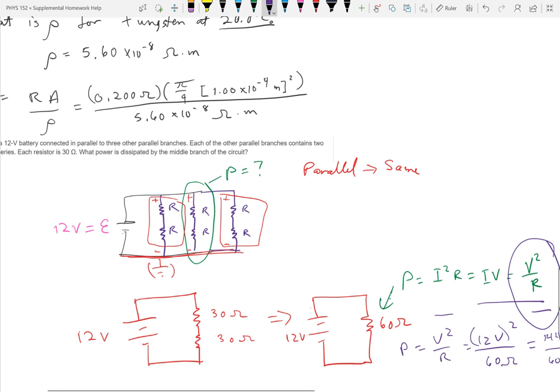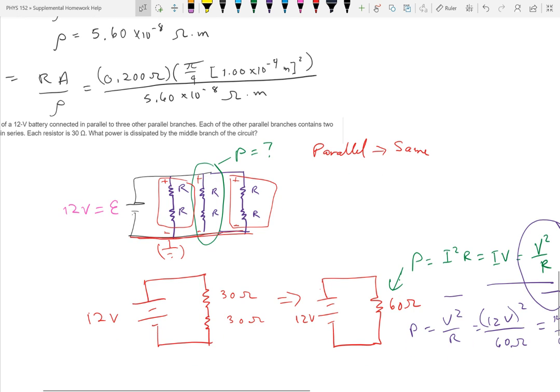So this problem here, it was very simple to solve. The key was just thinking about what does it mean when they're parallel?